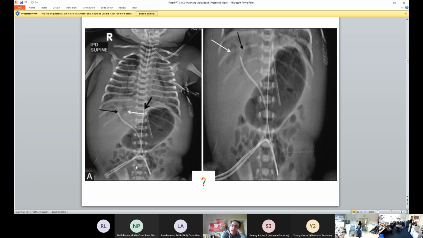There is also a UAC. As we see here, it goes down first and posteriorly, joins the internal iliac, and then goes up until the level of T9. So that one is in a good position. Is this slide clear to everyone? Yes. Yeah.